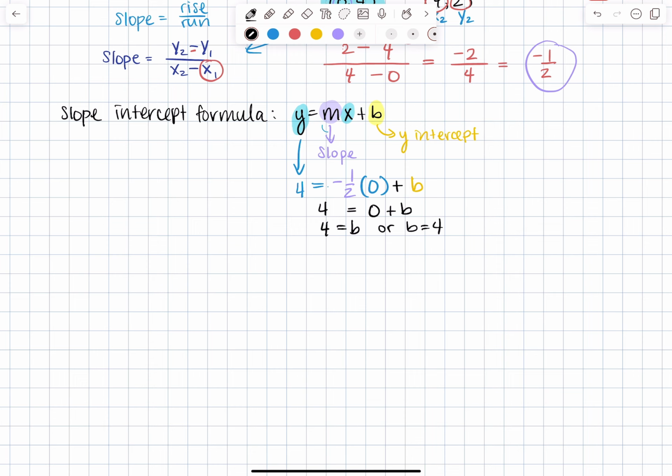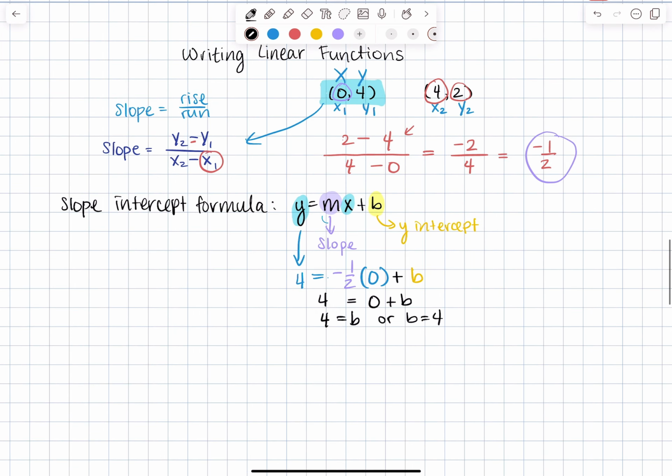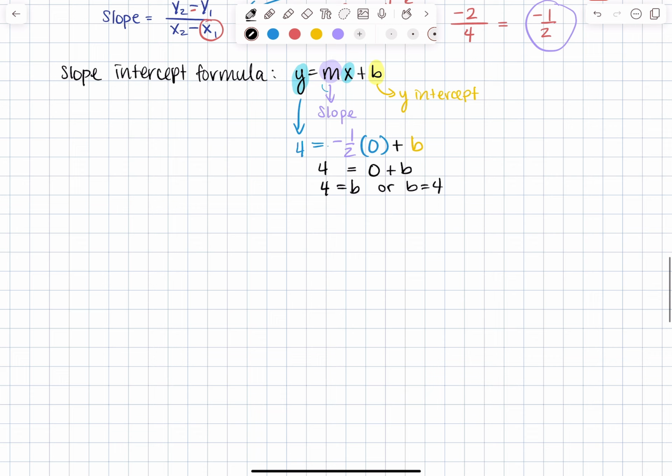So our linear function equation would be y equals the slope, negative 1 over 2 x, plus the y-intercept, which is 4. So this would be our final answer, our linear equation. We can test this out.